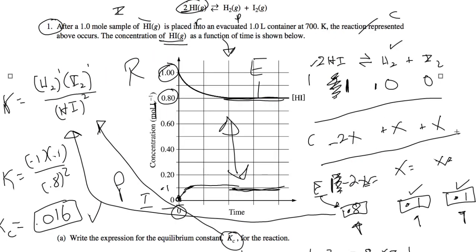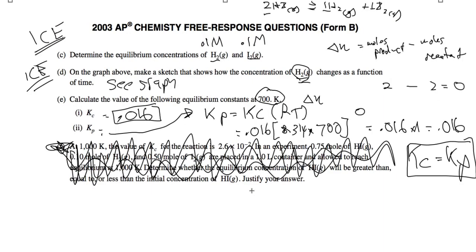Let's look at this problem again. Notice, by doing the ICE table out initially and filling it in, we were able to get not only the initial concentration of HI right here, we were able to get the equilibrium concentration of HI right here, which allowed us to plug that in here and solve for X. Solving for X allowed us to get the equilibrium concentrations of H2 and I2. This then allowed us to solve for K, and subsequently we answered every single problem except for this and except for using this equation, which is nothing more than plugging into an equation.